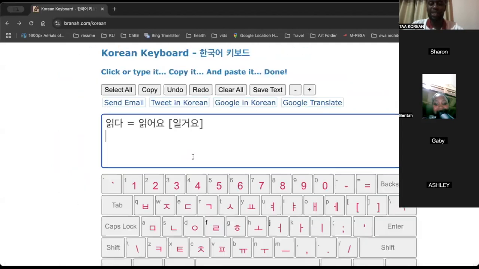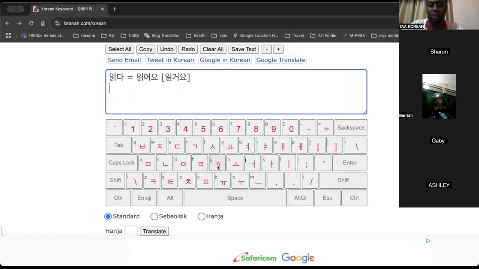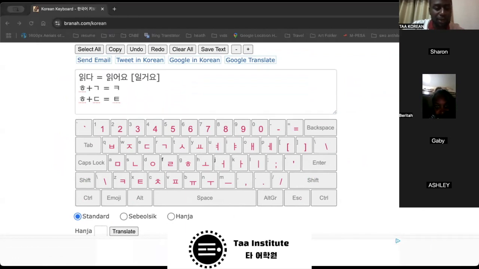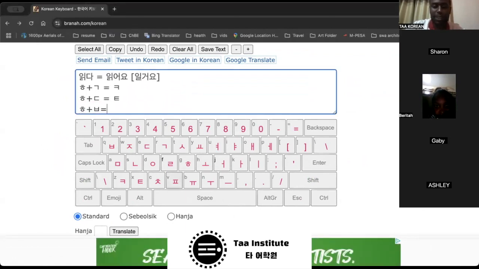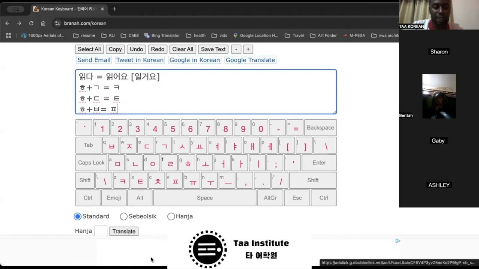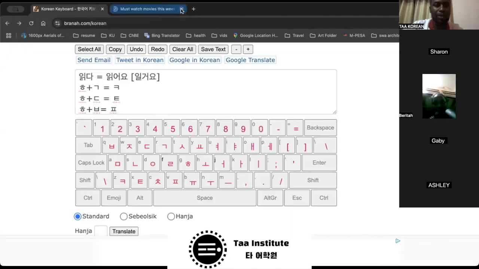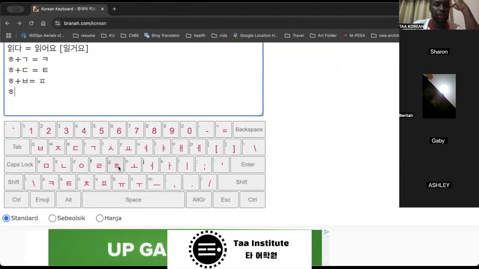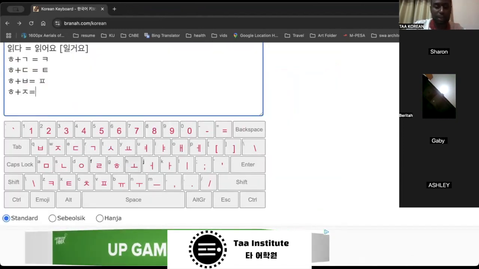H is a very weak consonant in Korean. So H added to G produces a K sound. And then H added to D produces a T sound. What's the next one? H added to B produces a P sound. And then what's the last one? Give me 1 second. I just need to type this here first. Then H added to J gives it a chu sound. H plus J gives it a chu sound.